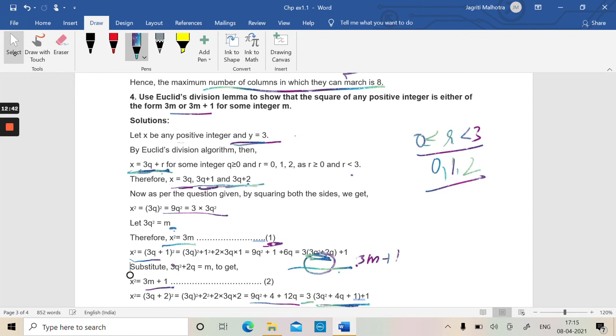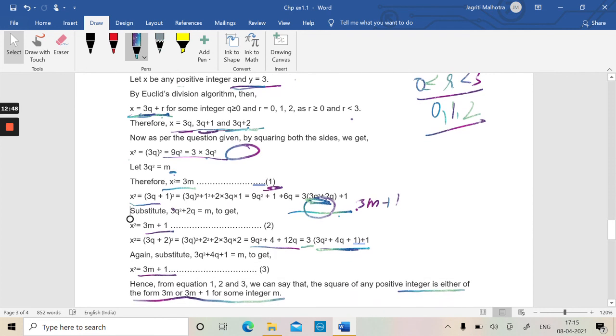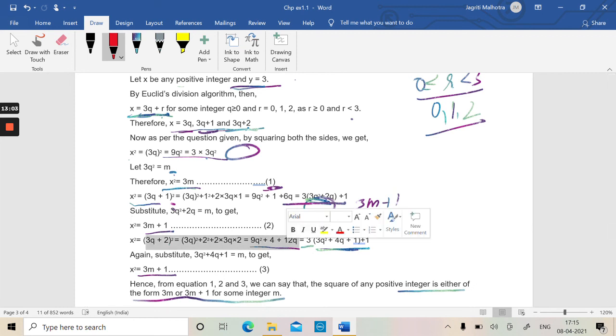If our x is equal to 3q, then x squared equals this, that is a form of 3m, right? Or if it is 3q plus 1, then it is also a form of 3m plus 1. And if the remainder we take is 2, then it can also be done in the form of 3m plus 1. That was the only thing.